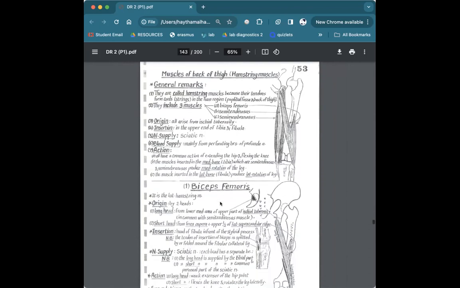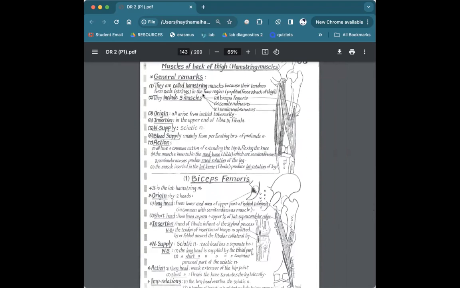Back of the thigh, here. We have general remarks. They are called hamstrings. They include three muscles: biceps femoris, long head and short head; semitendinosus, which is the thinner one sleeping on the bed, and semimembranosus more medially, while this is more laterally.